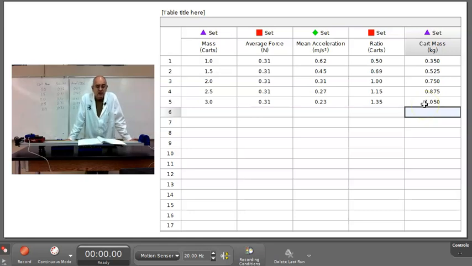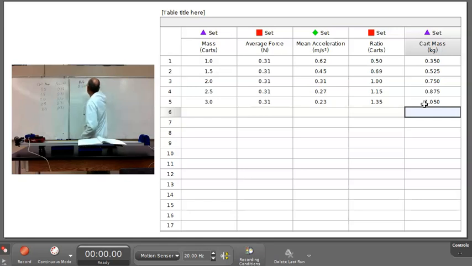It looks like there's a consistent error. It's a relatively consistent error. Let's actually work that out. The first thing we get is 0.50 from the ratio.